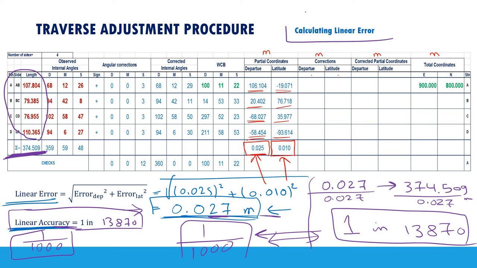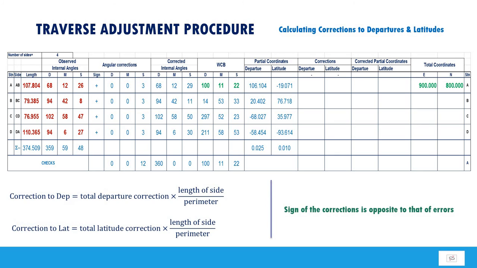Now guys, we have calculated the linear error and the linear accuracy, and now we are going to move to the corrections. After we calculated the departures and latitudes, we are going to calculate the corrections. Don't forget that we have an error for the departures and an error for the latitudes. We have to correct these errors now, distributing them over the four sides.